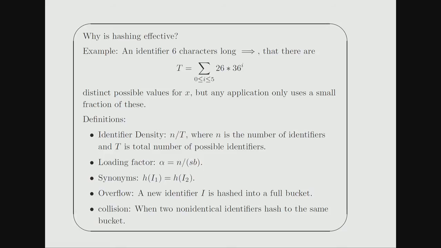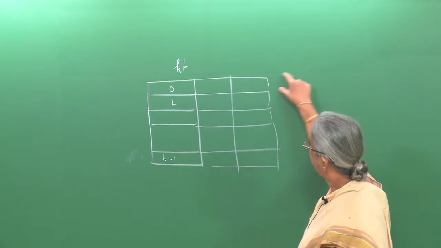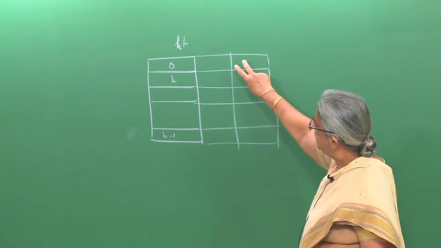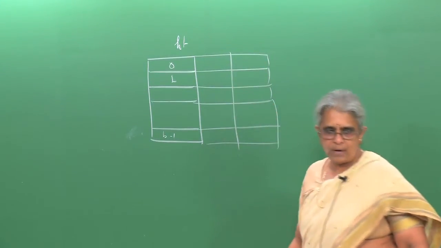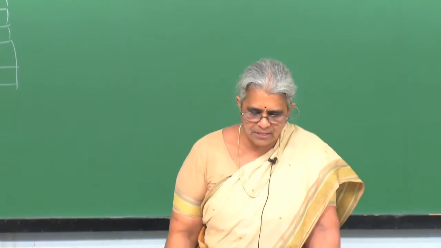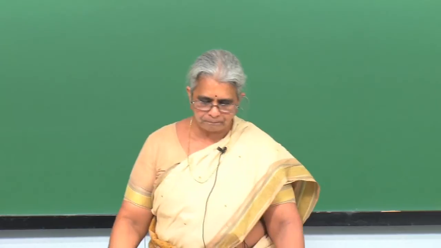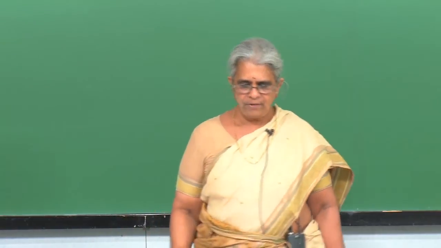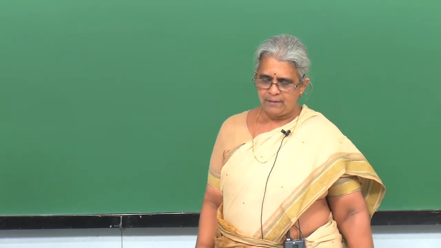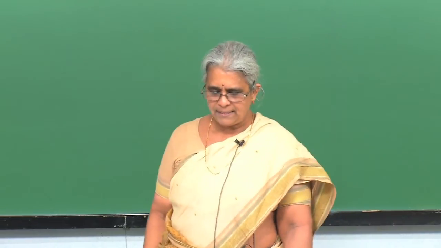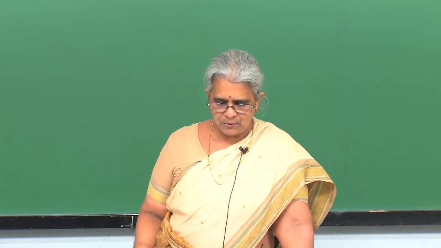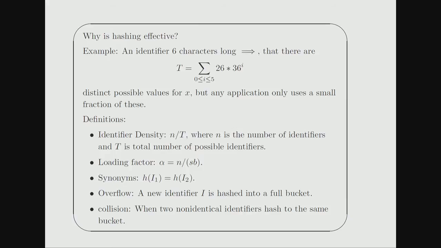Then we also define what is called an overflow. It is possible that a new identifier I, and this has only 2 slots, hashes to a bucket, and then we do not have space to keep it here because each bucket can only hold 2 items in this example. We define overflow as when an identifier hashes into a full bucket. Then we call it a collision when 2 non-identical identifiers hash to the same value, which is almost like a synonym here.